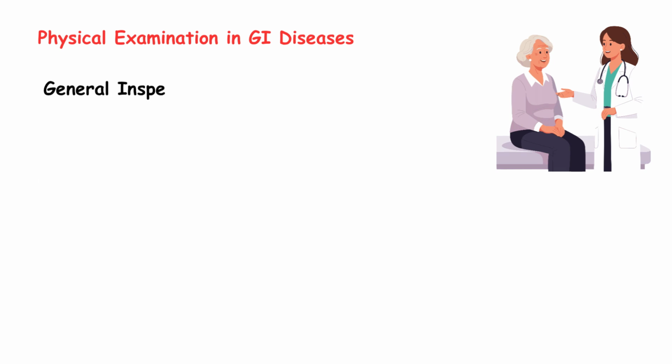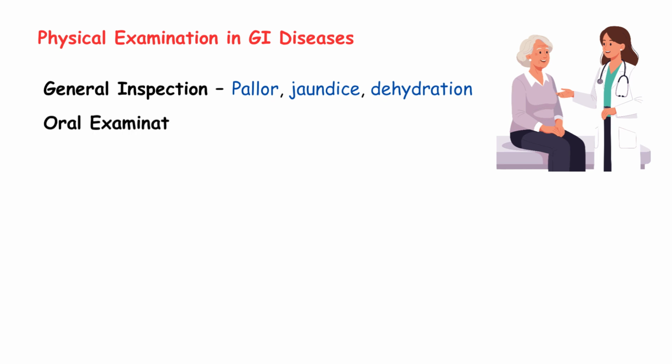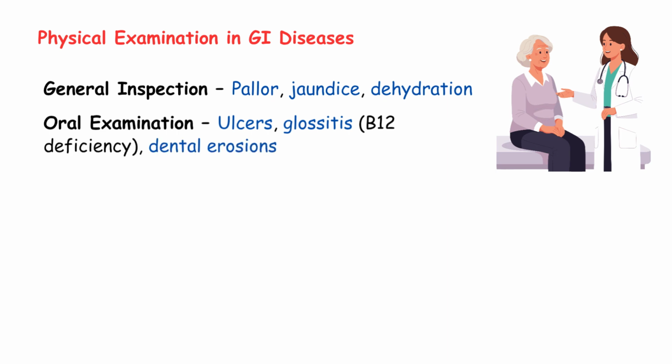After history taking, a thorough physical examination is crucial. We begin with a general inspection, noting signs of pallor, which may indicate anemia, jaundice, which suggests hepatobiliary pathology, or dehydration, which can be seen in persistent vomiting or diarrhea. Oral examination can reveal ulcers, suggestive of Crohn's disease, or nutritional deficiencies, while dental erosions may point toward GERD.